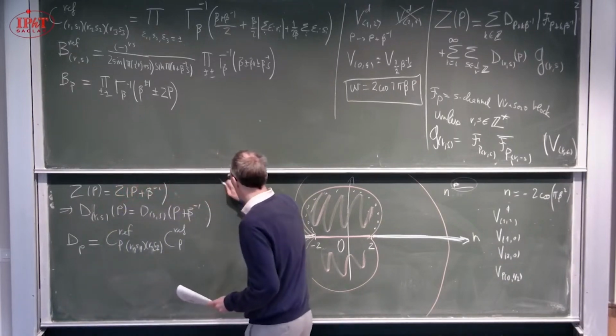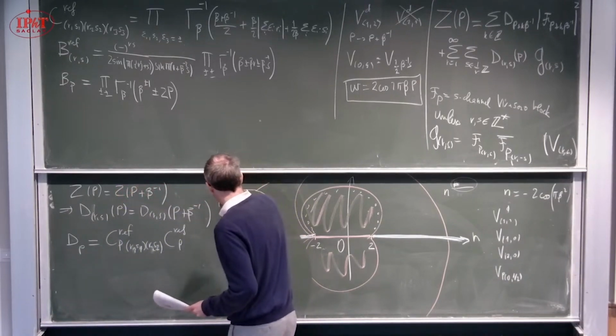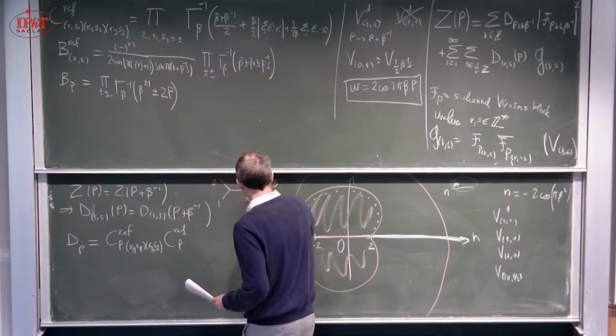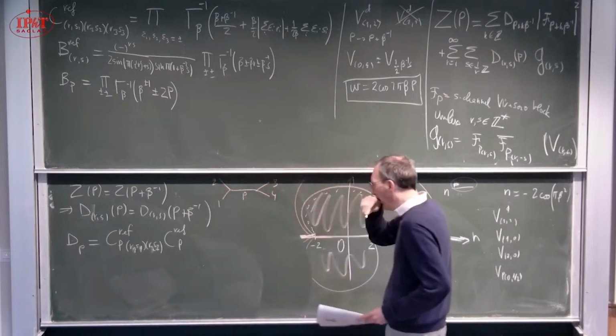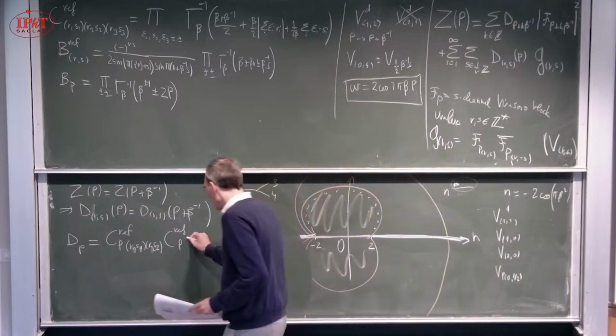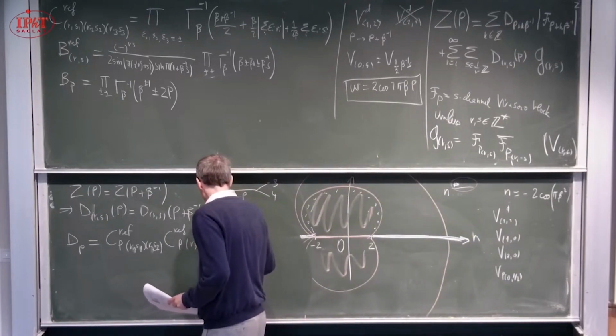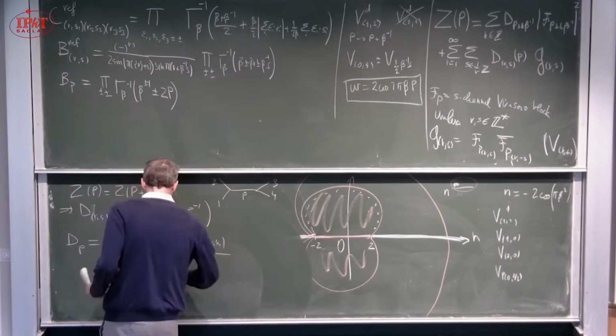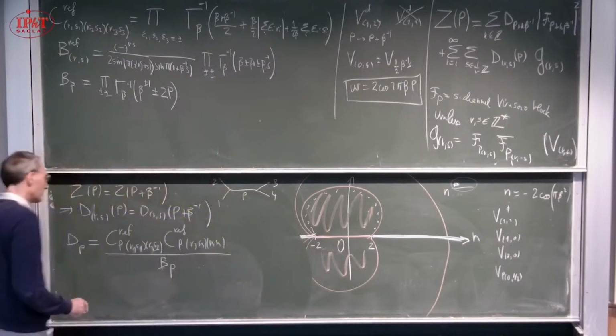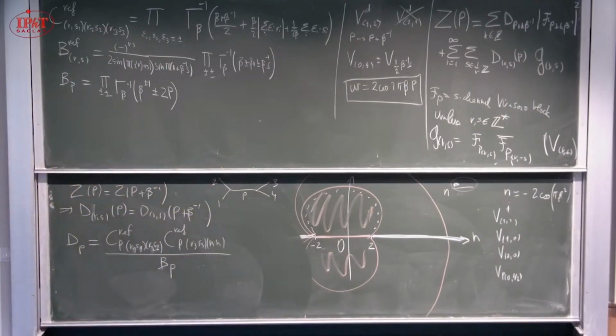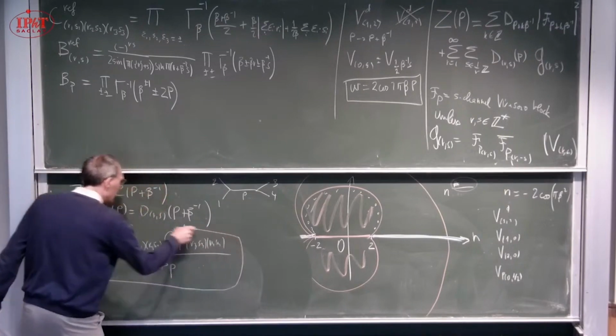Here I'm considering, if you want, this channel diagram: 1, 2, 3, 4, and here I have P in this channel. So Cref of P, R3, S3, R4, S4, divided by D of P. So I'm assuming this.